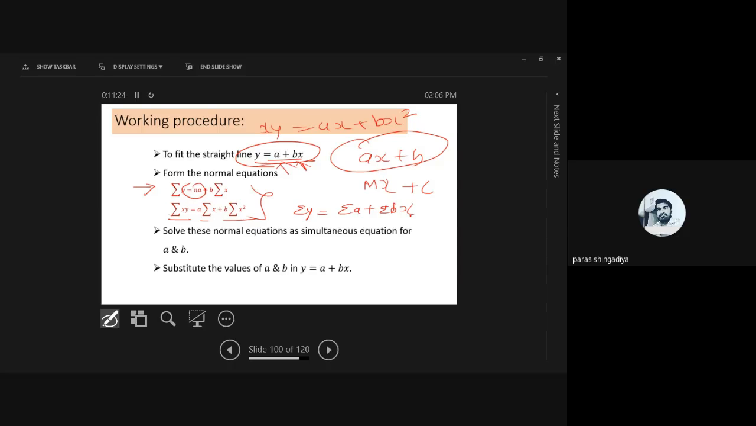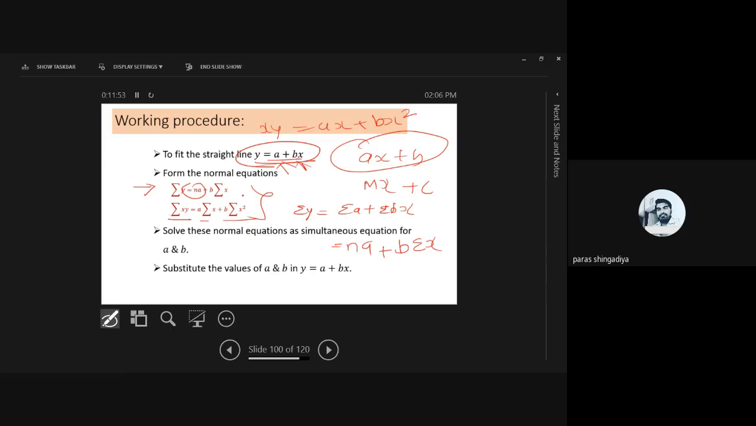If we have a collection 1 to 10, then we can identify sigma of 1 to 10, meaning addition of 1 to 10. Now a is a single constant value, so sigma a is a meaningless form. So in place of sigma a, we'll replace it with n into a, so it is n into a. Sigma will be replaced by n. And then after sigma bx, b is taken outside, and that is b sigma x. So that is your first equation: sigma y is equal to na plus b sigma x.